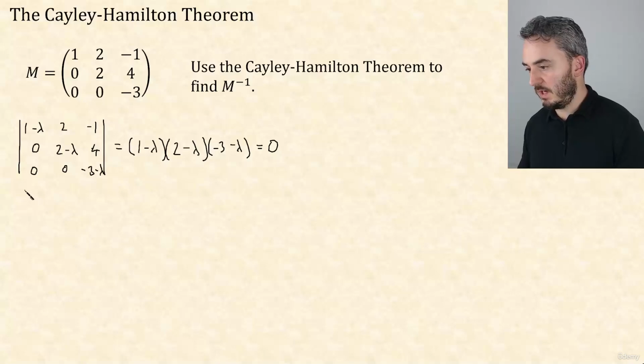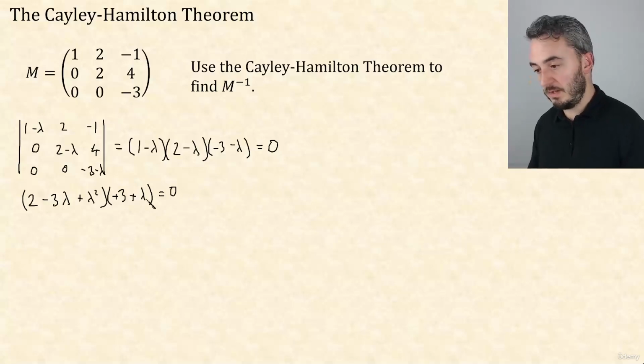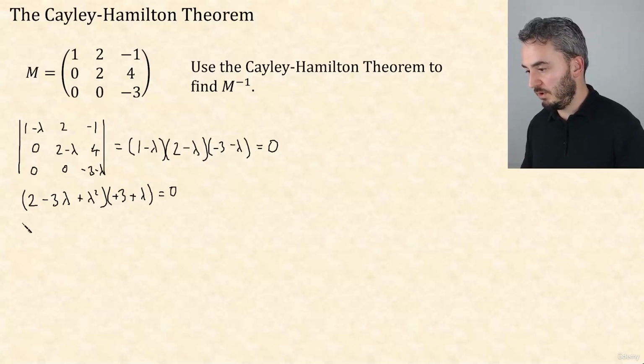So expanding this one at a time, that first bracket I get 2 minus 3 lambda plus lambda squared, and then minus 3 minus lambda equals 0. You know what, I'm going to make that plus 3 plus lambda because I can just multiply through by minus 1, that's fine, giving me lambda cubed, 3 lambda squared minus 3 lambda squared is 0 lambda squared. Then what is that? Minus 9 lambda plus 2 lambda, that's minus 7 lambda, and plus 6 equals 0.